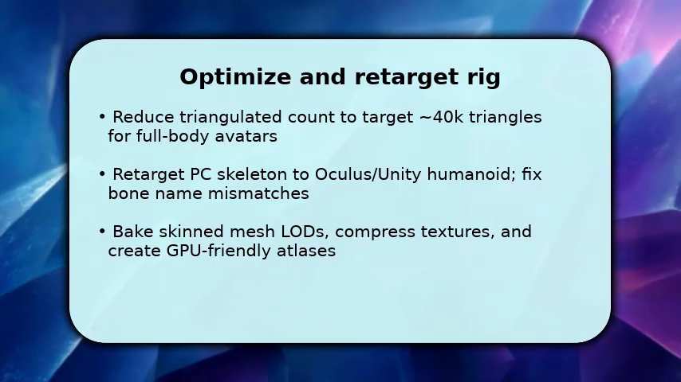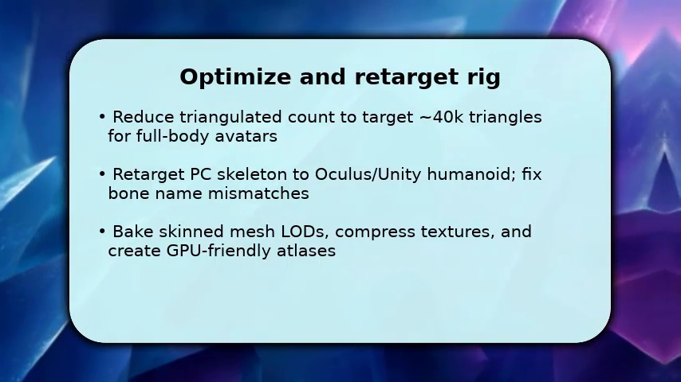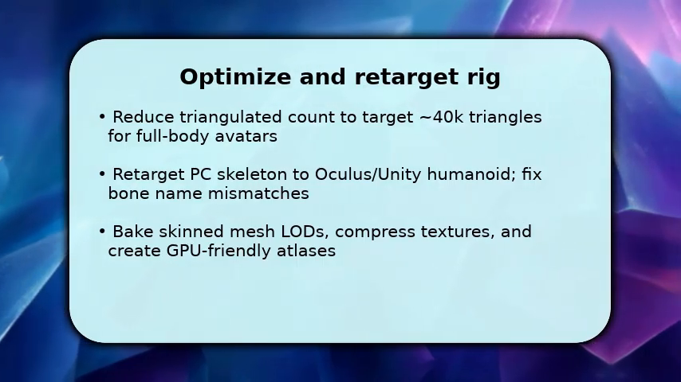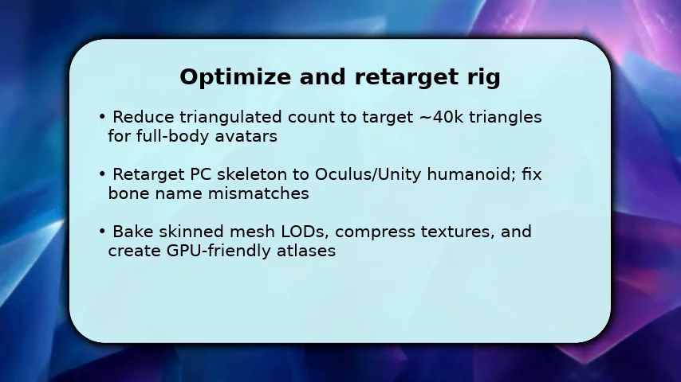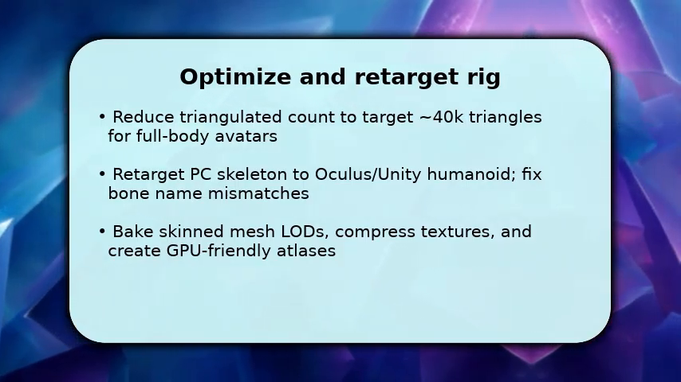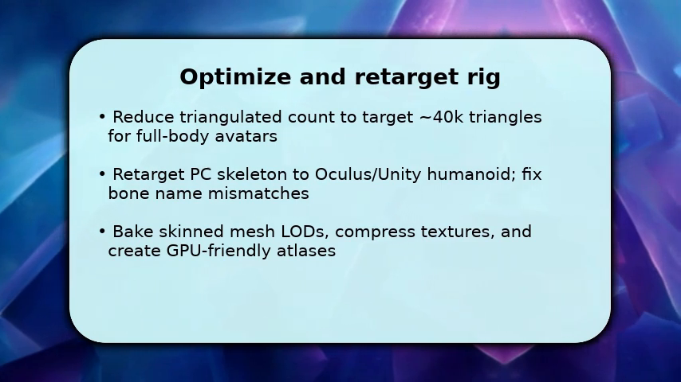Once retargeted, bake LODs and atlases. Pack multiple textures into one to reduce draw calls. Make sure normals and tangents are correct. If they aren't, rebake them. After this, export an optimized FBX or GLB ready for Unity import.